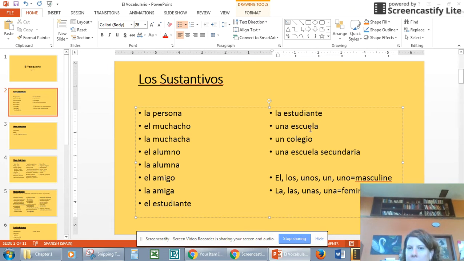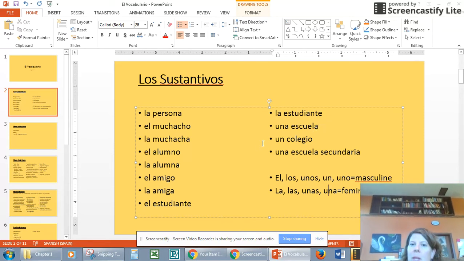Una escuela is the general term for a school, and sometimes that's just considered to be more of a primary school. Un colegio is a high school. Now be careful, because when we look at it with our English eyes, we're thinking, oh, that looks like college. But that's a false cognate. It's a high school. And una escuela secundaria is another way to say high school. Literally translates as a secondary school. So like I said, una escuela just by itself, that's more of a primary school.